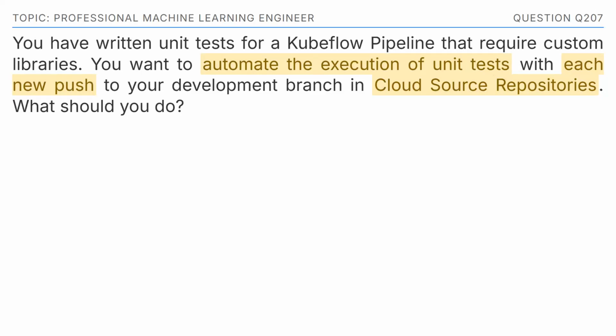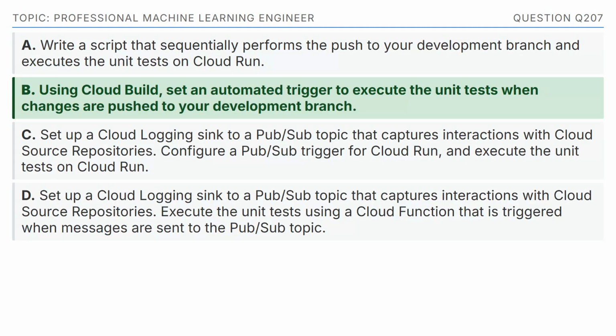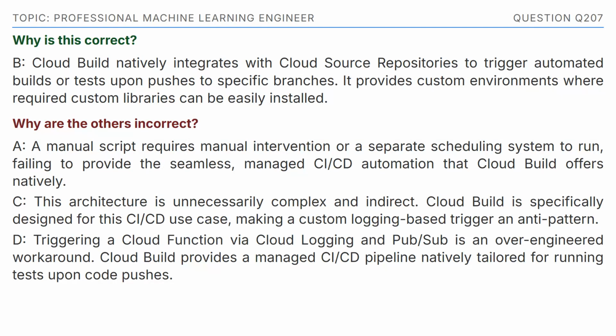To arrive at the correct answer, we focus on the keywords: automate the execution of unit tests, each new push, Cloud Source Repositories. The correct answer is option B. Using Cloud Build, set an automated trigger to execute the unit tests when changes are pushed to your development branch. Why is this correct? B. Cloud Build natively integrates with Cloud Source Repositories to trigger automated builds or tests upon pushes to specific branches. It provides custom environments where required custom libraries can be easily installed.